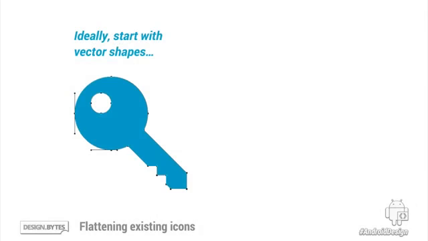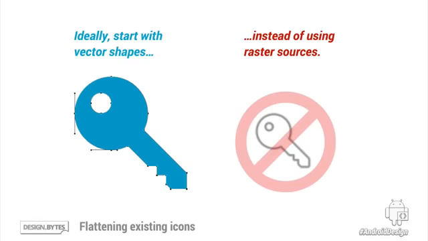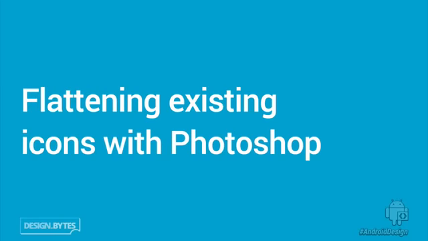Now, this is a technique that works with raster icons, things like PNGs. Ideally, you'd be starting with vector shapes, things like Illustrator files or vector shapes in Photoshop, and working on those. But in some cases, you simply don't have those source materials, and in some cases, it's actually really hard to replicate the icon using vector shapes. So let's take a look at how to do this in Photoshop, how to take an existing icon and flatten it to better match that style.